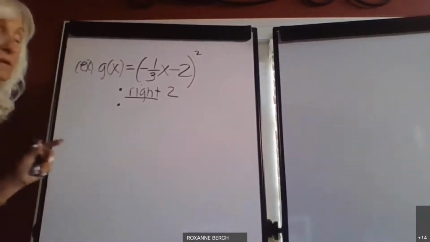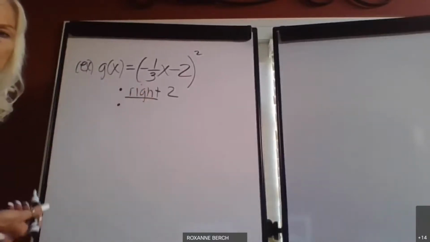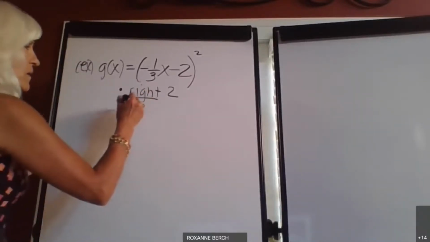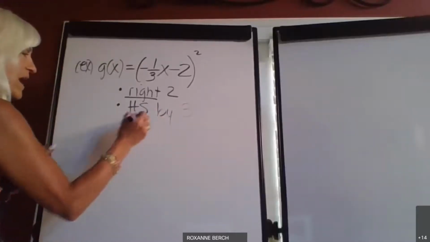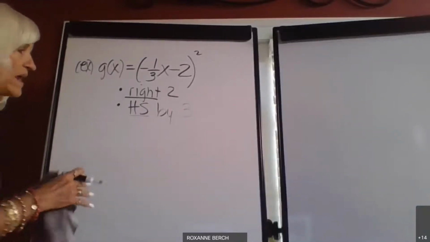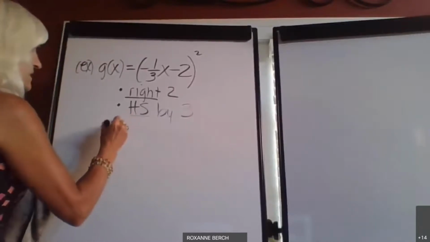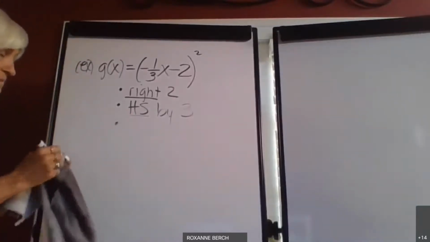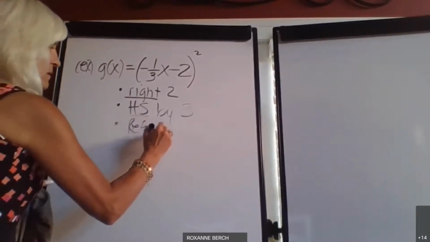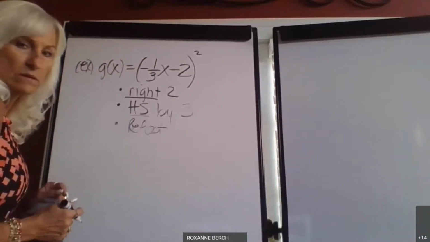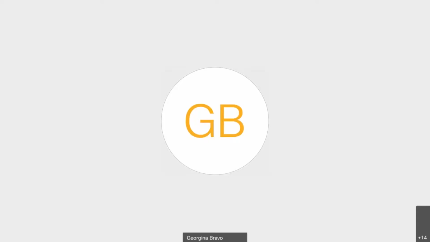Do you have stretches and compressions? Yes. What do you have? A horizontal stretch by 3, because it's on the inside, right? Yeah. What's left? A reflection. A reflection where? Across the y-axis. Right, across the y-axis because it's a horizontal movement, right?